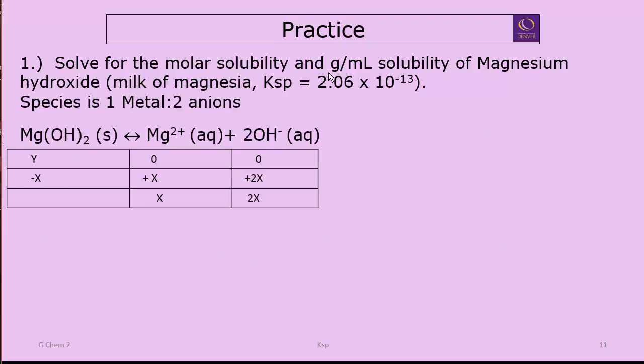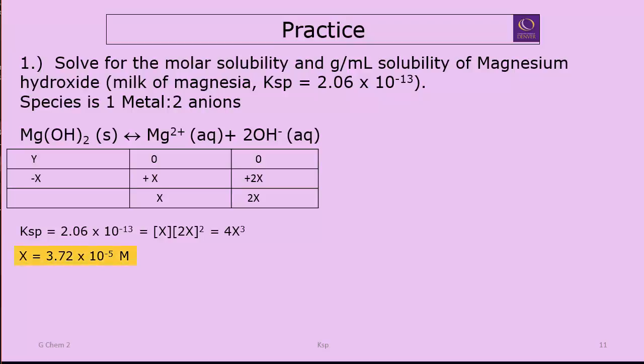Okay, let's see how you did. Number 1, let's solve for the molar solubility in grams per mil solubility of magnesium hydroxide. Okay, so once again, you're going to get used to seeing, hey, this is a 1 to 2 metal ion. You don't always have to build the ice table. It's going to be 4x cubed equals KSP. Solve for x. And keep in mind, you want to double check that x is 1 to 1 with the original material. So that is actually the molar solubility of the magnesium hydroxide.